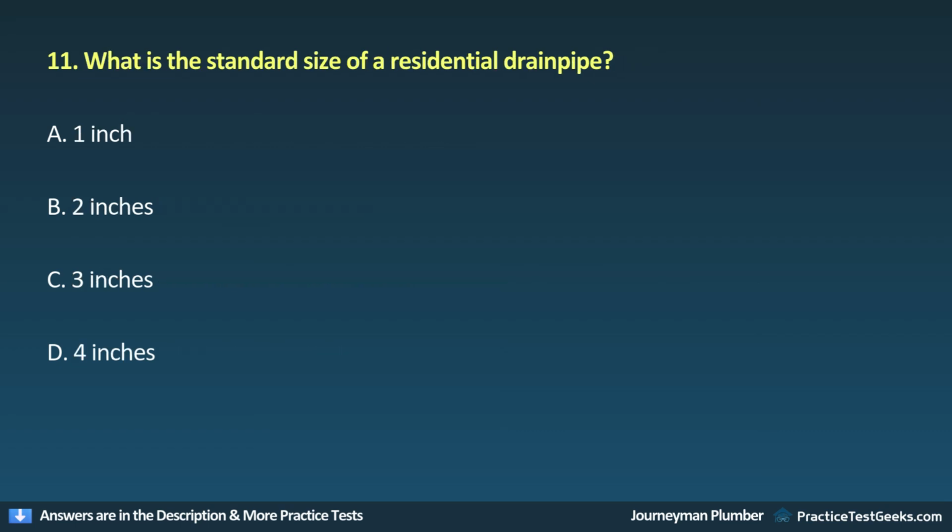11. What is the standard size of a residential drain pipe? A. 1 inch. B. 2 inches. C. 3 inches. D. 4 inches.